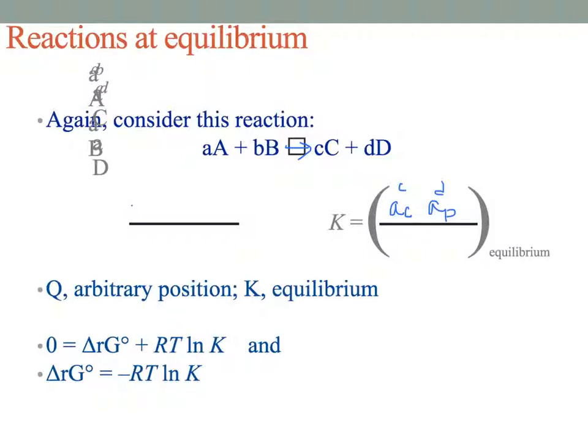If you take this same generic reaction, the activity of the products raised to the power of the stoichiometric coefficients in the numerator, the activity of the reactants raised to the power of their stoichiometric coefficients in the denominator. It looks identical to what we just saw for Q. So at equilibrium, Q is equal to K.